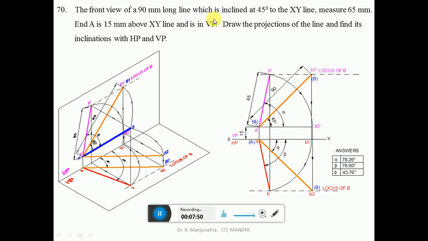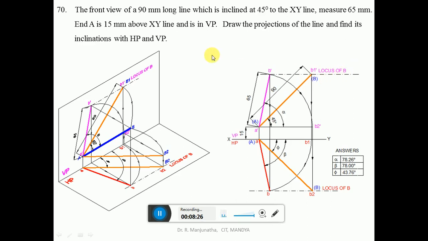Now he has given the true length in VP. So from A dash you draw a line inclined at 45 degrees, using the protractor to measure an angle of 45 degrees and then drawing an inclined line. Using the compass, measure a distance of 90 mm with A dash as center and cut an arc on that 45 degree line. So you are going to get this point B1 dash. Then draw the dash dot line in the front view. This will be the locus of B in the front view.